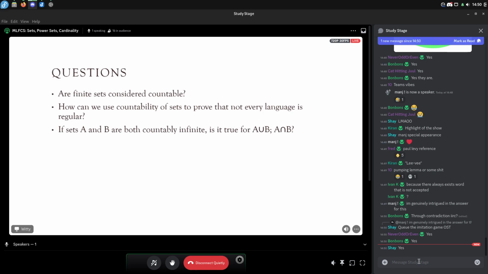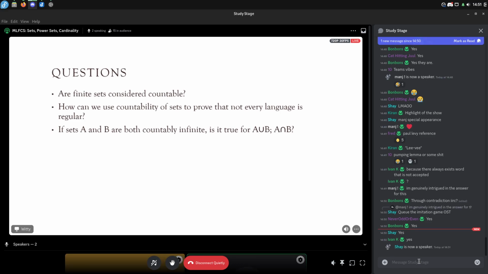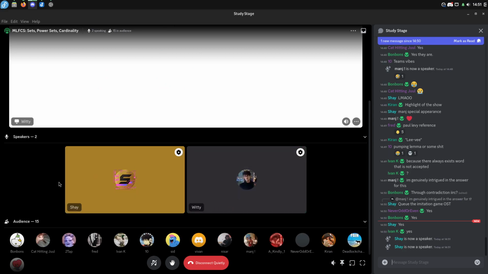All right. Does anyone want to come up and explain their reasoning for that, though? In fact, I'm going to pick on someone who said yes to say what the reason. Why do they think that if A and B are both countably infinite, A union B and also A intersection B are countably infinite? Right, Shay. You have to paraphrase it.